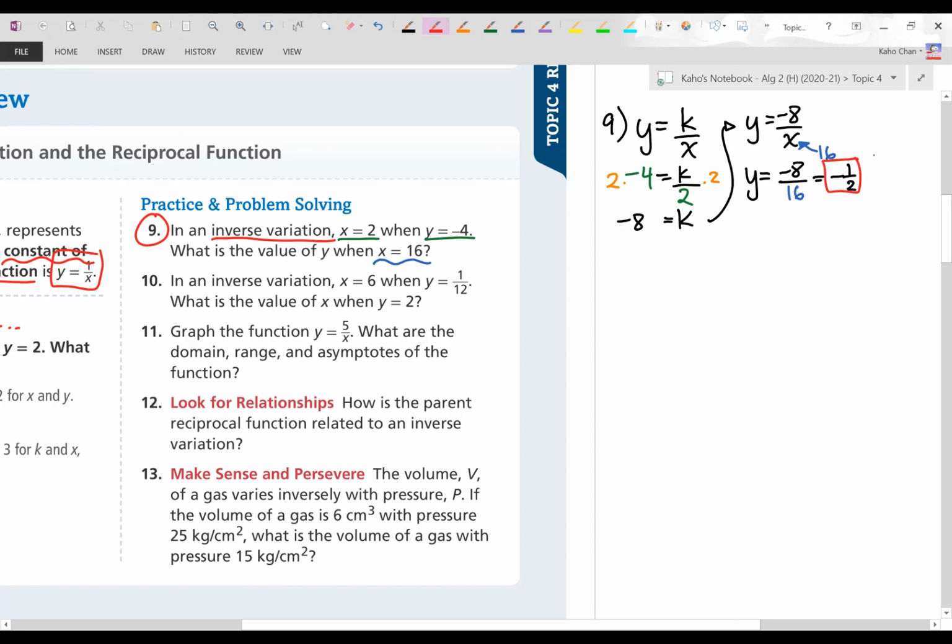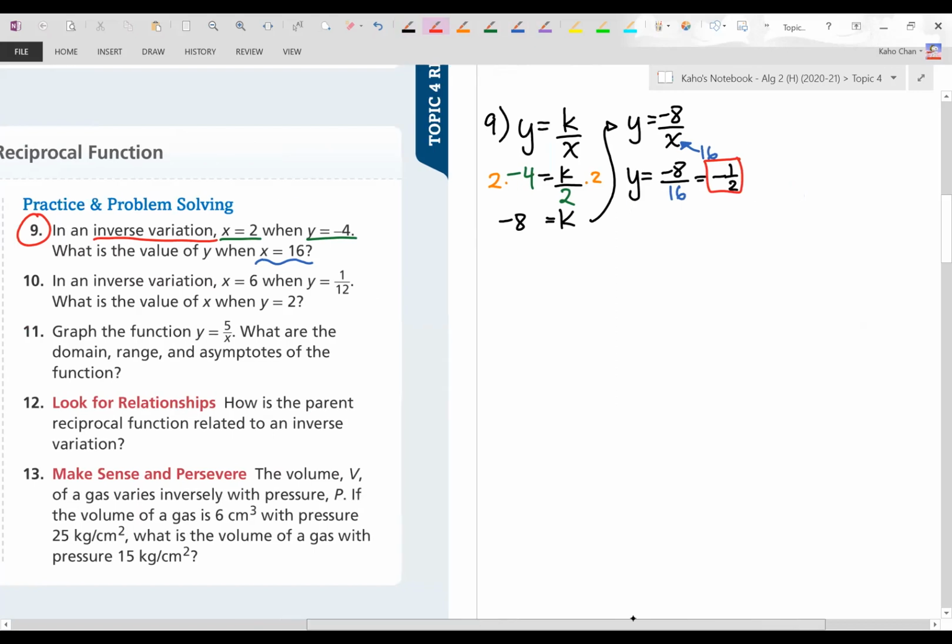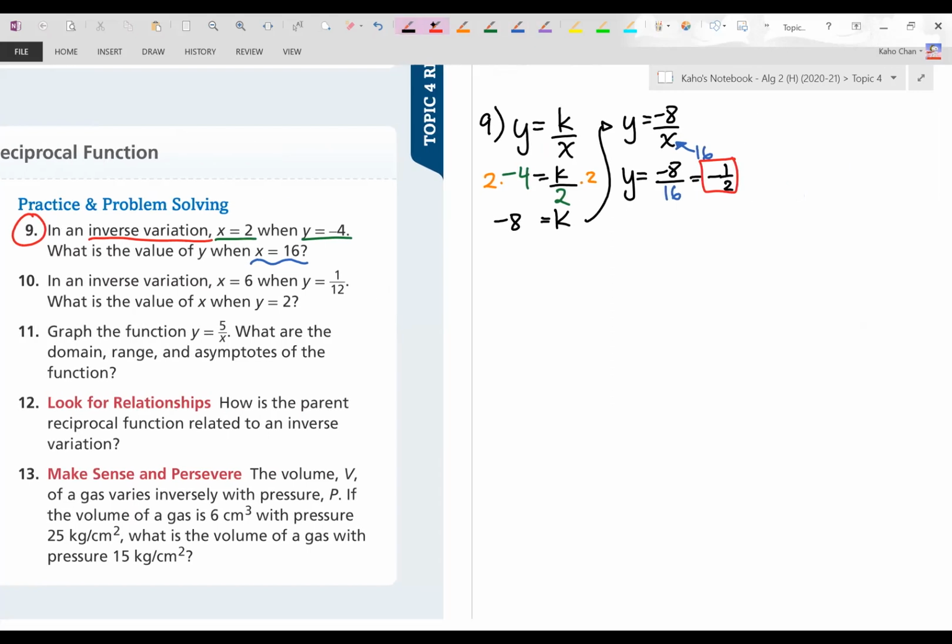All right. Number 10 is pretty much the same process. In an inverse variation, blah, blah, blah. Maybe you can pause the video and try this on your own right now. Actually, maybe I'll just do it quietly. And when you're done, you can check your answer. Look up on my video.